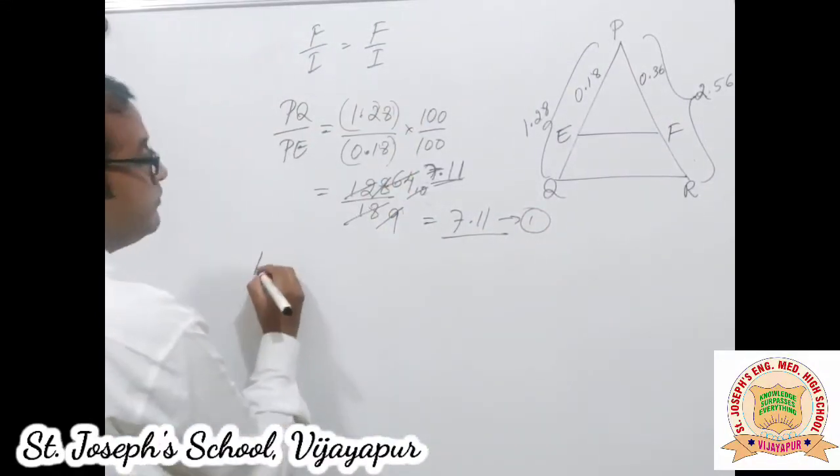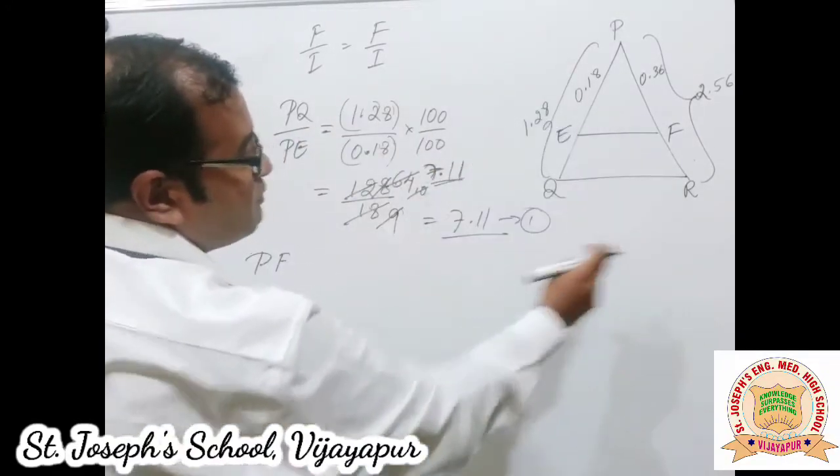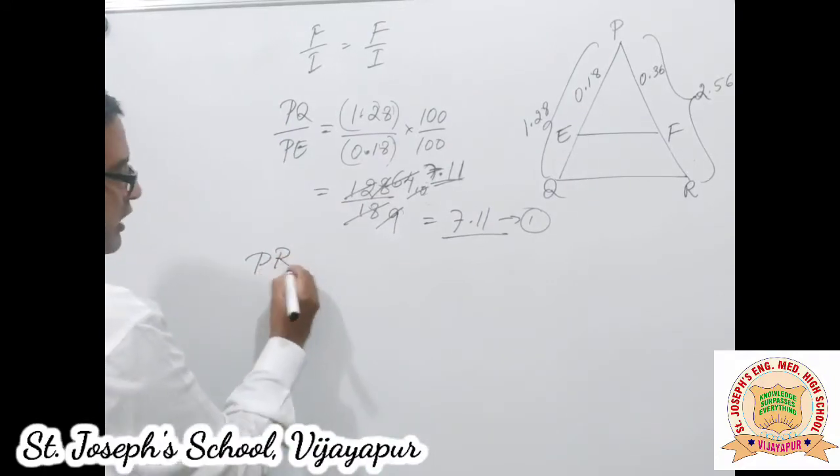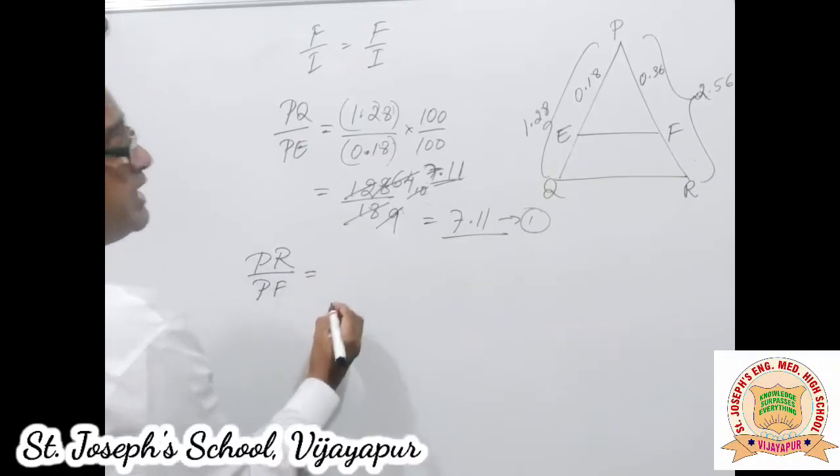Let us check on the other side. What is the other side? PQ is the full, no? So PR is the full here. PR upon the first part is PF. What is PR?